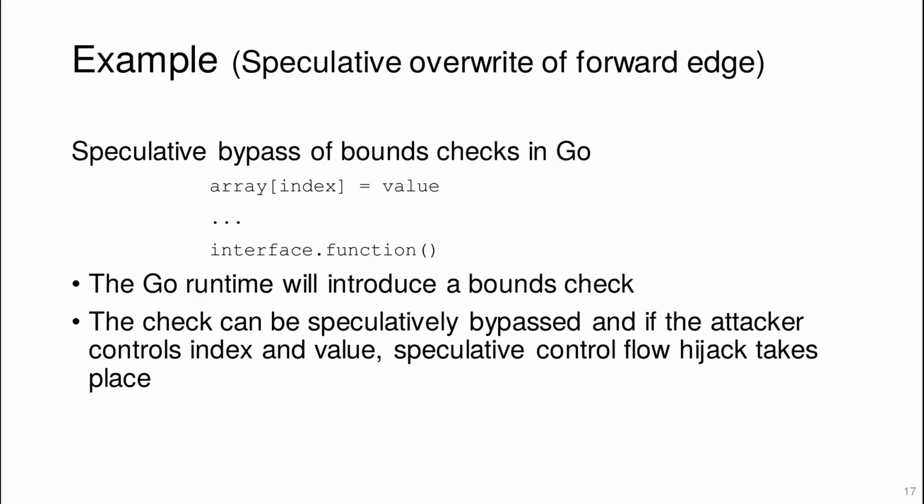However, even in presence of an out of bounds index, the bounds check can be trained to be speculatively bypassed, basically to assume that the index is in bounds, and this way the out of bounds store will take place speculatively. And so what the attacker gets here is a write what where primitive that can be used to transiently overwrite, for instance, in this case, the function pointer for the following interface call. And then again, you have this speculative control flow hijack.